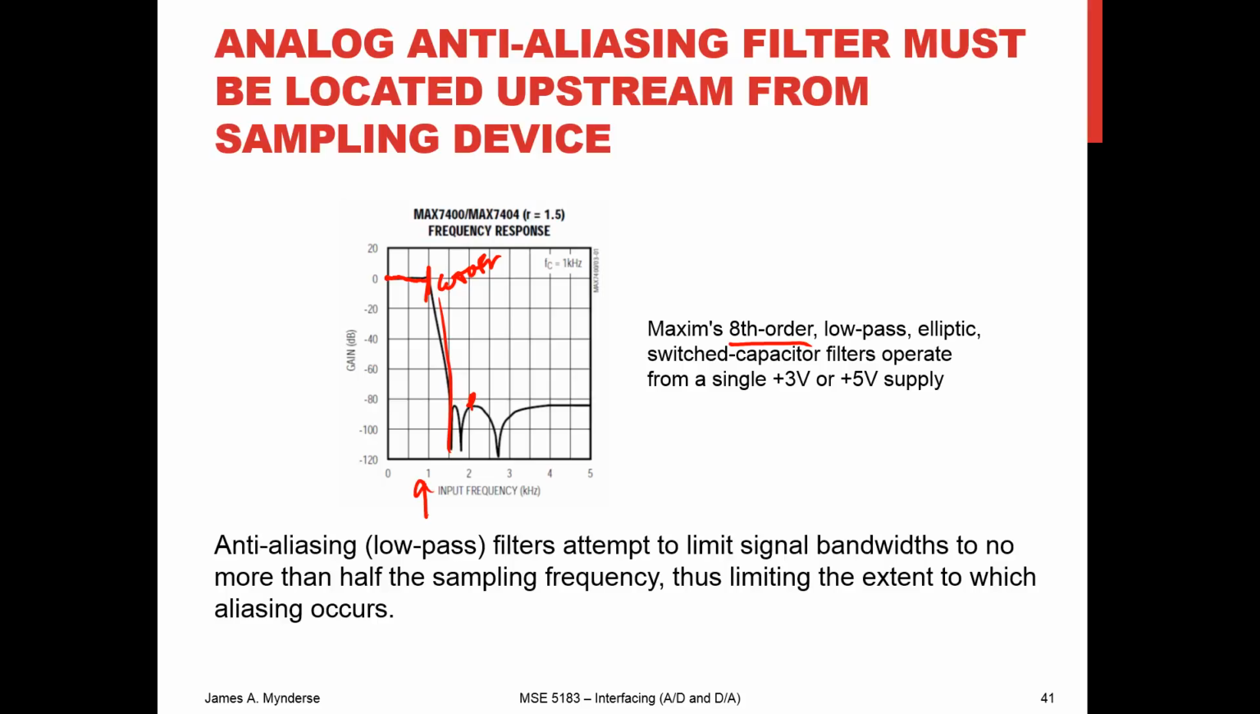It's got a steep cutoff, and that comes from the 8th order. This gives us the steep cutoff. Sorry, not the steep cutoff, the steep roll-off. And we will always choose an analog anti-aliasing filter.